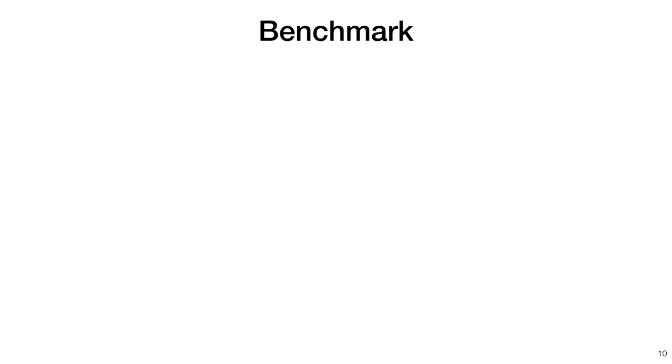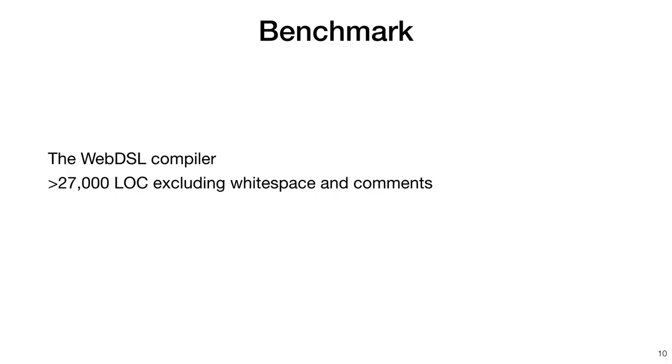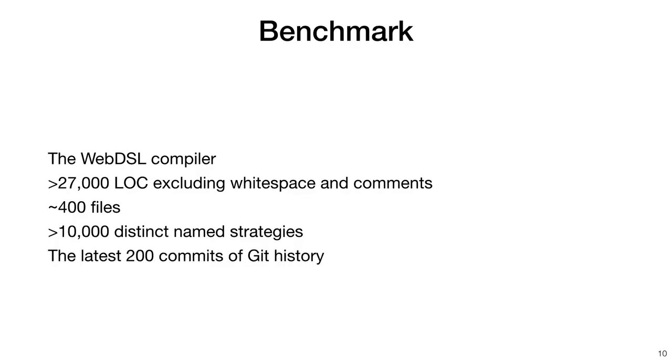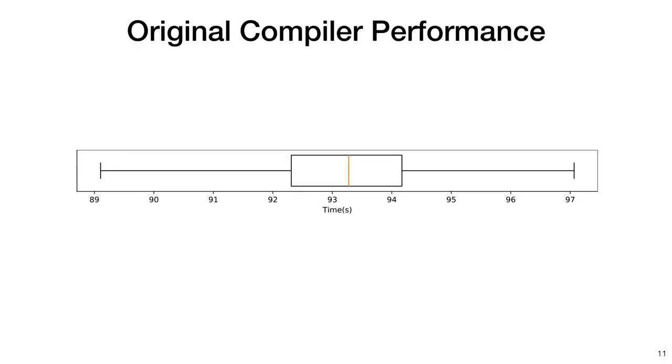In the paper, you can also find a benchmark that we ran to see how our incremental compiler does, which I will show briefly. We picked one of our largest Stratego projects, a compiler for the WebDiesel language. This project has over 27,000 lines of Stratego code across 400 files with over 10,000 distinct named strategies. We took the latest 200 commits of version control history at the time of writing the paper. This is a box plot of the time the original compiler spent on compiling the WebDiesel project over those 200 commits. Around 1.5 minutes for even the smallest change.